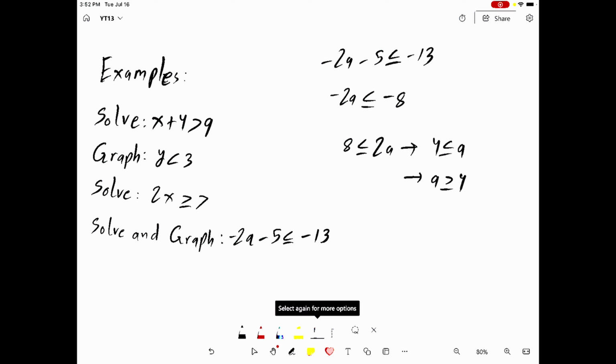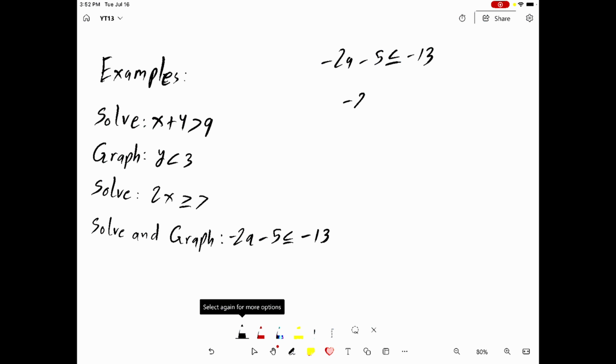For our second method, this is where the exception is going to come in. We start off with the same thing: negative 2a is less than or equal to negative 8. After that, we divide both sides by negative 2, getting a. But if we divide both sides by a negative number, we flip the sign. So less than or equal to becomes greater than or equal to. I should have said that earlier, but that's how it goes. We just flip the sign whenever we're dividing by a negative number. So we get super simple here: a is greater than or equal to 4.